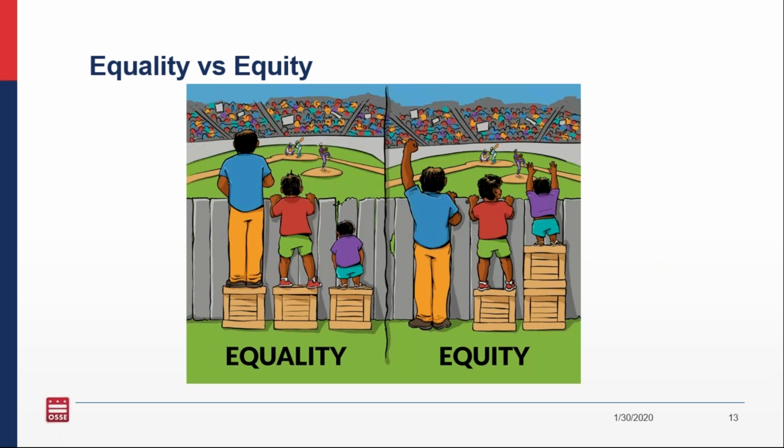On the right side, the tallest individual now does not have a box and gives this box to the shortest individual, allowing him to see the game. So now all 3 individuals are able to see the game. This is defined as equity. When we think about accommodations and accessibility features, we want to level the playing field, which allows students with disabilities the opportunity to be successful on the assessment in the same manner as their non-disabled peers. This is a simple way to define and explain what accommodations do for our students with disabilities.